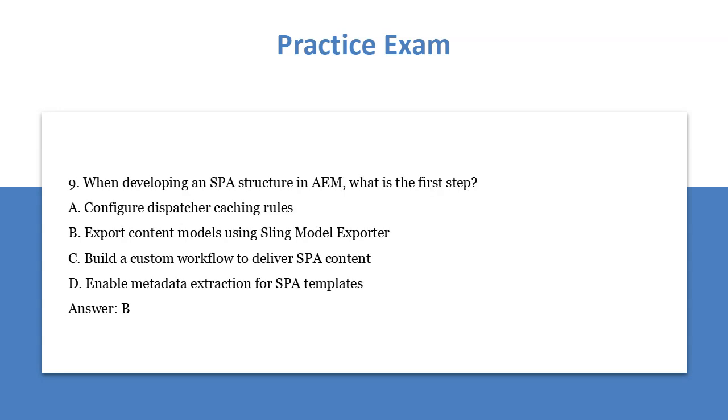9. When developing an SPA structure in AEM, what is the first step? A. Configure dispatcher caching rules. B. Export content models using Sling Model Exporter. C. Build a custom workflow to deliver SPA content. D. Enable metadata extraction for SPA templates. Answer: B.